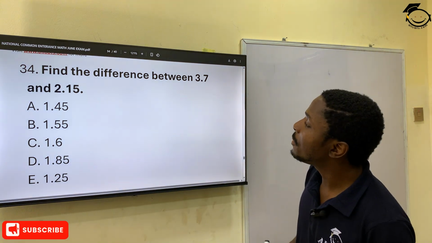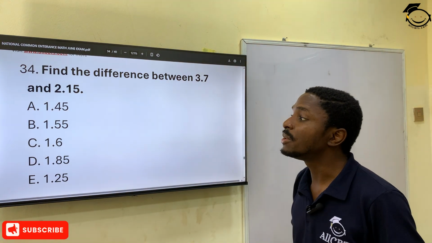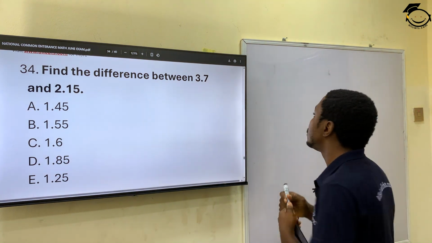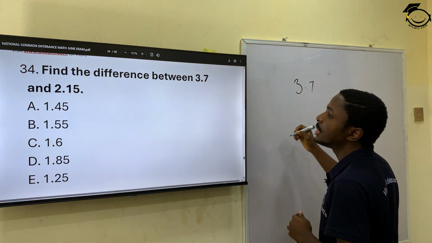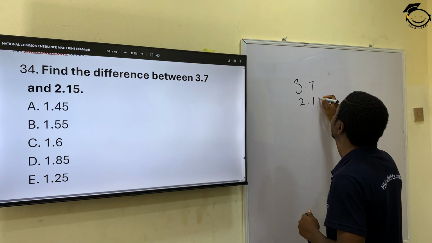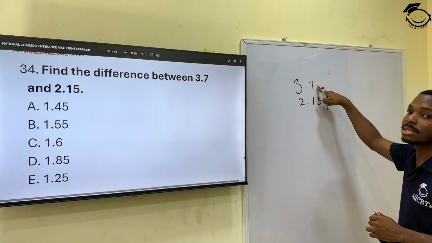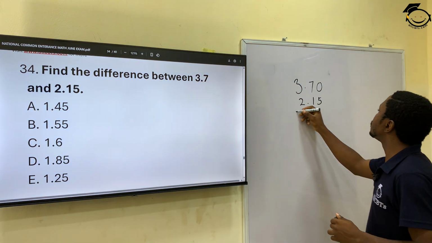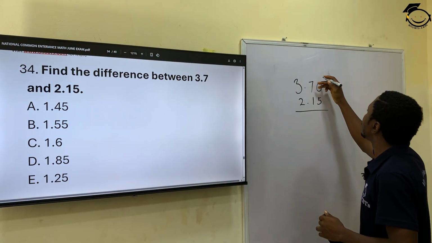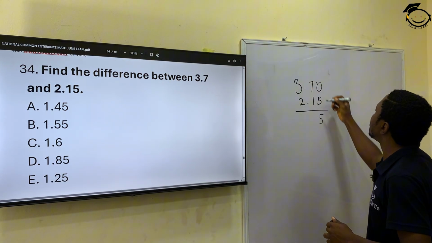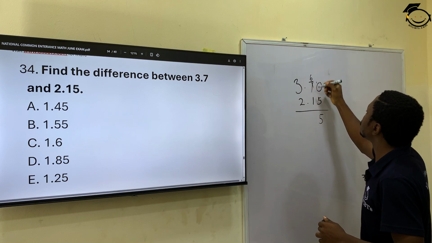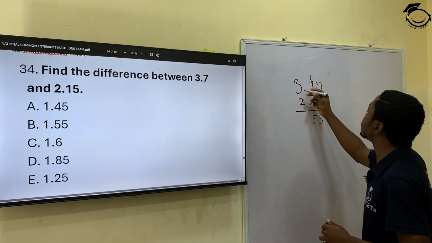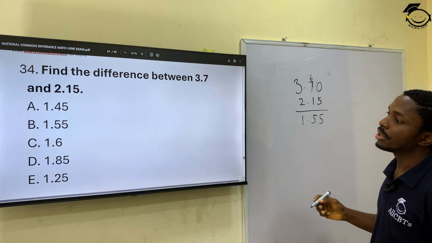Alright, question 34. Find the difference between 3.7 and 2.15. So the difference means to subtract. So you have 3.7 and you have 2.15. Now you notice that this place is empty. So all you need to do is add 0 to this place so that it can make sense. So then you subtract. You can borrow 1 from here, put here, this will be 5. Borrow, this will now be 6, right? So 6 minus 5, 1. Then this one is still 3, 3 minus 2, 1. So the correct option will be what?